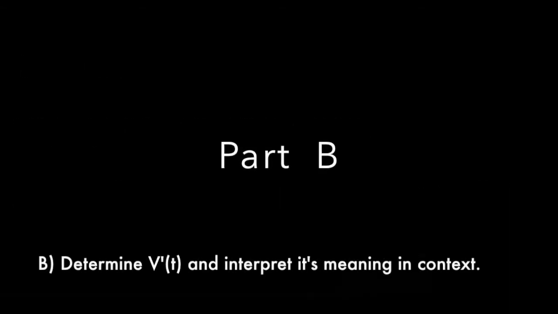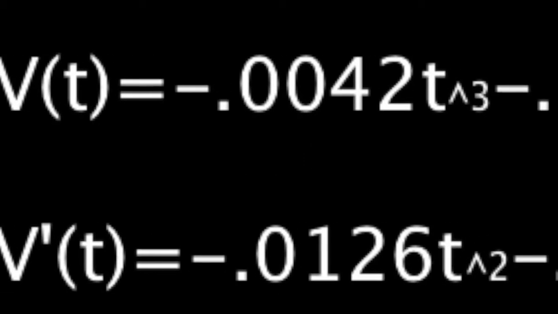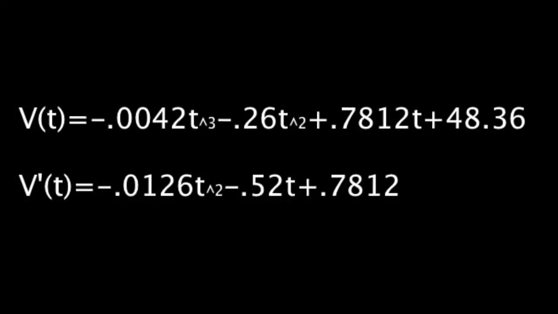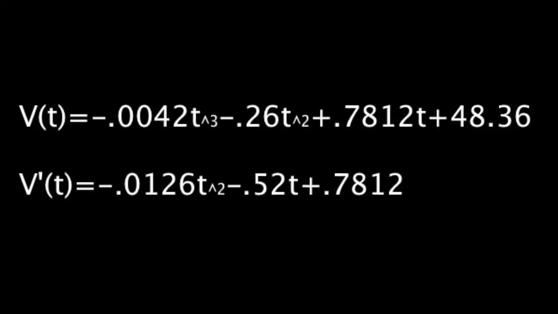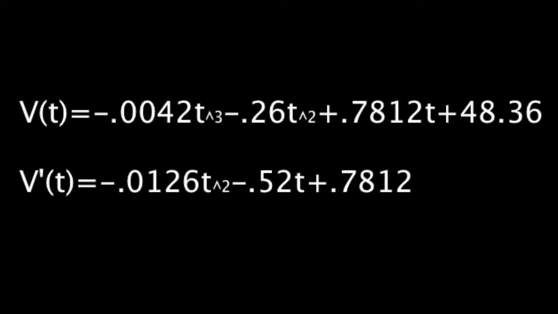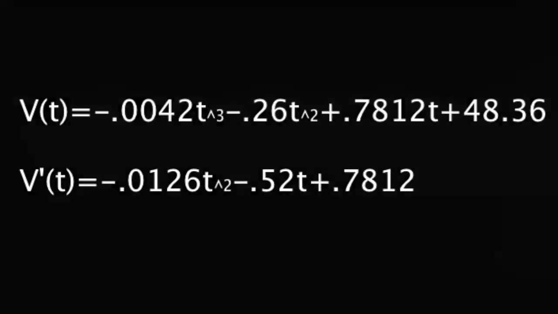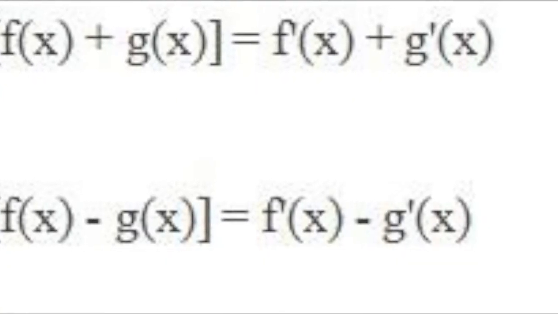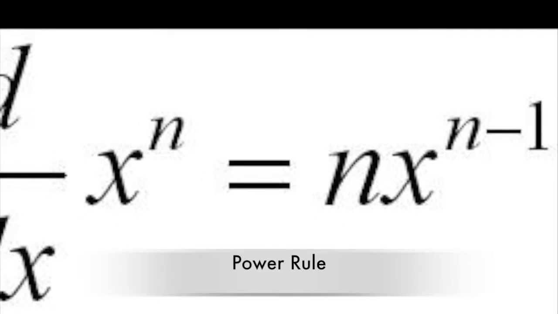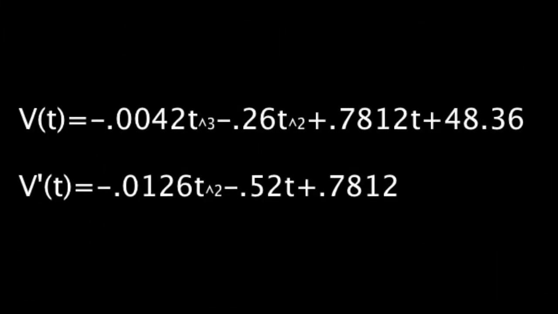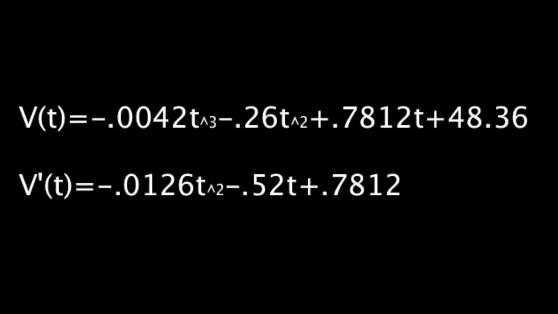Part B of the question is asking us to determine the derivative of the voltage. But what is the derivative? Well, the derivative is the equation that models the instantaneous rate of change, or the slope, at every point of the function, so in this case our voltage function. In order to develop V prime of t, I used a combination of the sum rule and the power rule. V prime of t is a quadratic function, as it is 1 degree less than the voltage function.